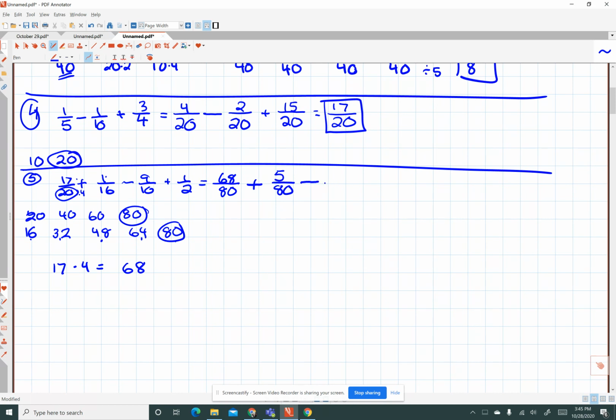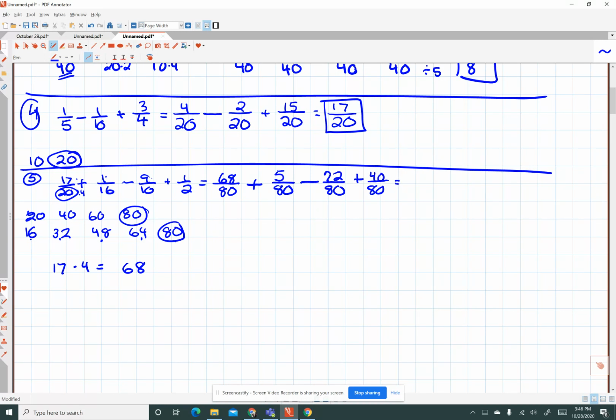Minus 9/10. 10 times 8 is 80. 9 times 8 is 72. Plus our 1/2, which will be, so 2 times 40 is 80. 1 times 40 is 40.